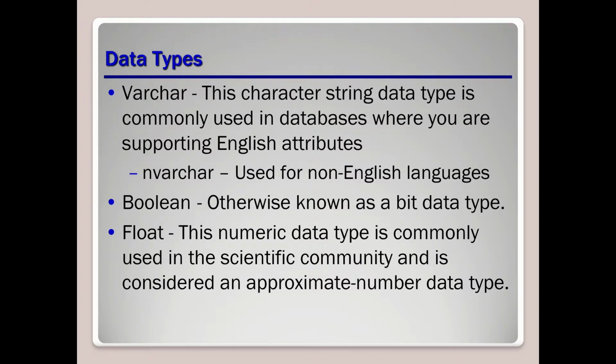So here you have your variable character, varchar. This character string data type is commonly used in databases where you are supporting English attributes. Your nvarchar is used for non-English languages. Your boolean, otherwise known as a bit data type, which is true or false. And your float, this numeric data type is commonly used in the scientific community and is considered an approximate number data type.